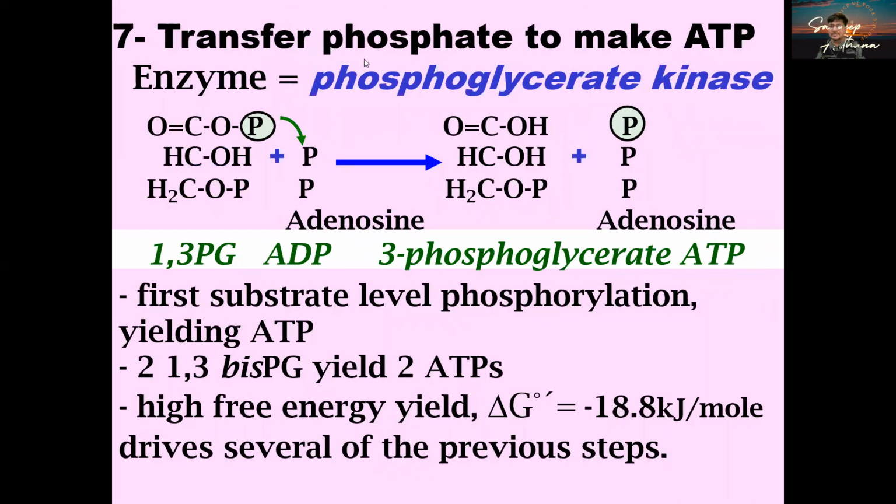So the seventh step is the transfer of the phosphate to make the ATP, by the enzyme phosphoglycerate kinase. You can look at over here, the phosphate group is going to be transferred, so 1,3-BPG becomes 3-phosphoglycerate. So it is the first substrate level phosphorylation. There are two ways the ATP can be generated, one through the electron transport chain and second during the reaction itself, and that is called substrate level phosphorylation. So the 1,3-bisphosphoglycerate will yield 2 ATPs.